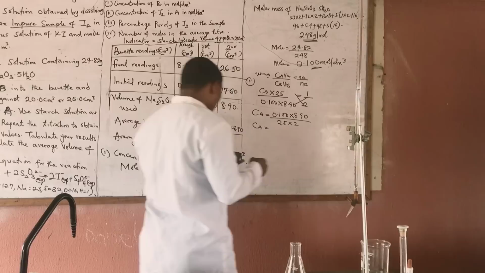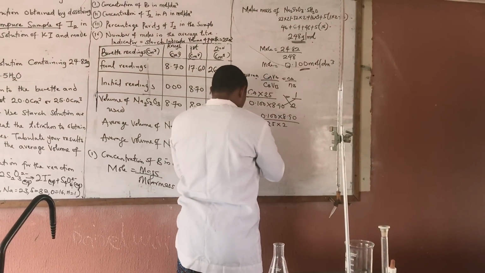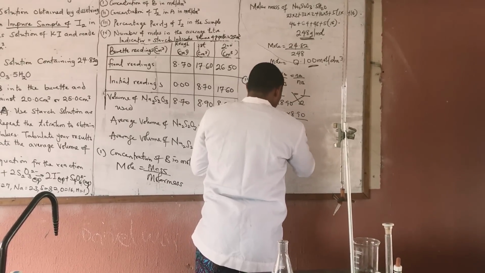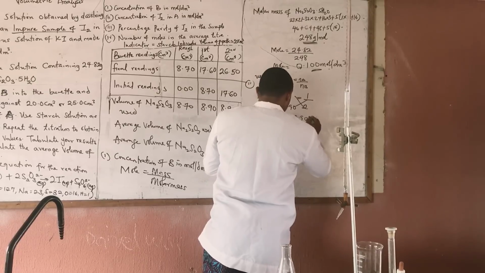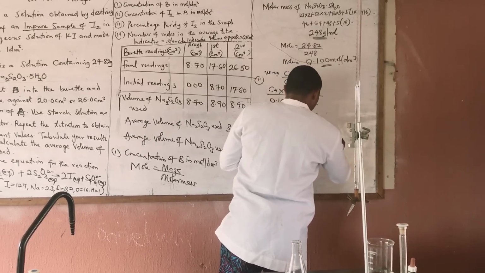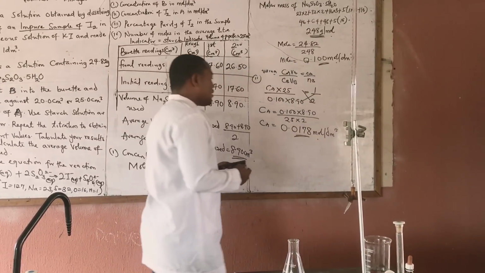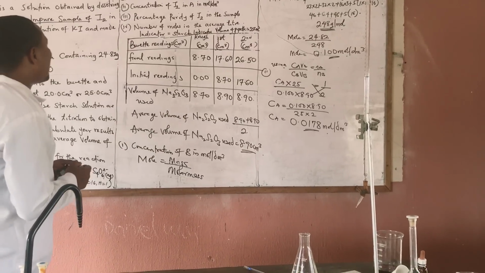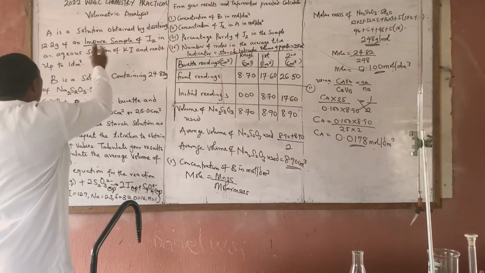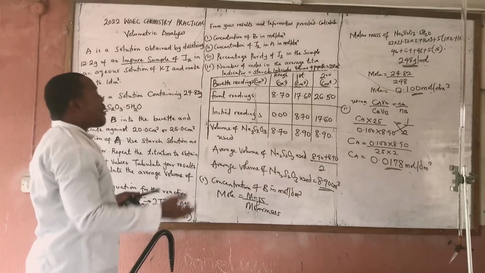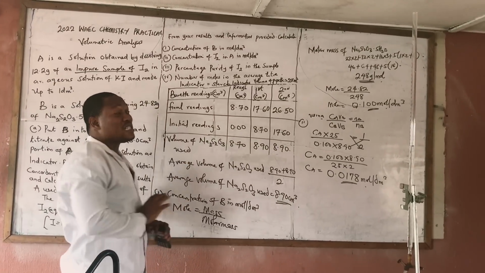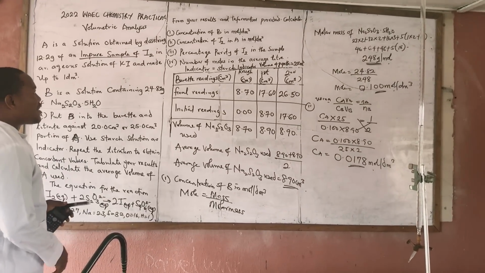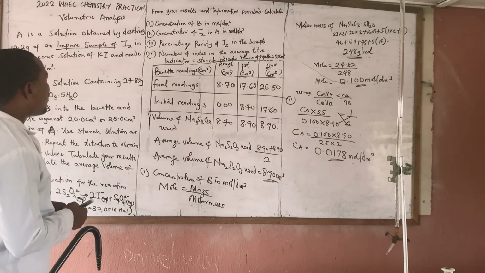That's giving us around 0.0178 mole. This is the concentration of the pure one now. Please pay attention to that. Of the pure one now. Then I said, definitely, if a question comes and you see an impure sample, the probability that they will ask you to calculate percentage purity is high. If there is a form of impurity in the question, then definitely they can ask you to calculate percentage purity. So how do we calculate percentage purity?